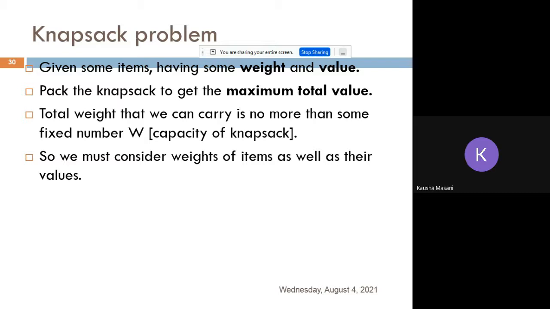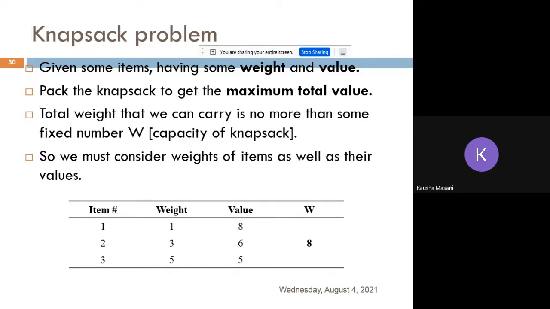Fine. We must consider weights of items as well as their values. So in the table, something like this will be given to you in the question. There are three items, for example, where weights are 1, 3, and 5. The values, that means the profits that we can get, are 8, 6, and 5. And the total weight of my knapsack, capital W, is 8.